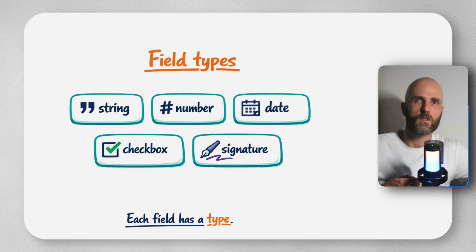Second, I name what I care about. I define each field and its type, string, number, date, checkbox, signature, and then I tag it on each sample, literally drawing a box and saying this one is invoice number. That naming is a pointing.